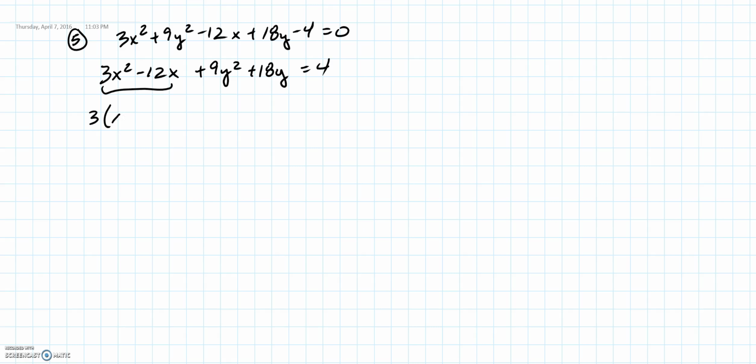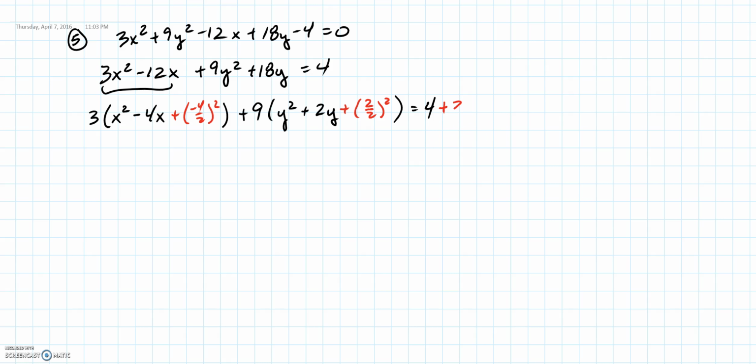Pull the 3 out. So x squared minus 4x, add my extra term, negative 4 over 2 squared. I'll pull my 9 out of these. Y squared plus 2y plus 2 over 2 squared is equal to 4 plus 3 times negative 4 over 2 squared plus 9 times 2 over 2 squared.